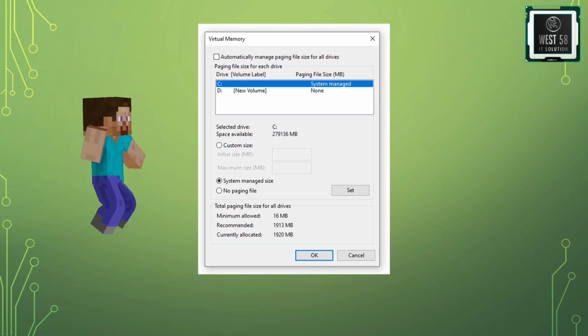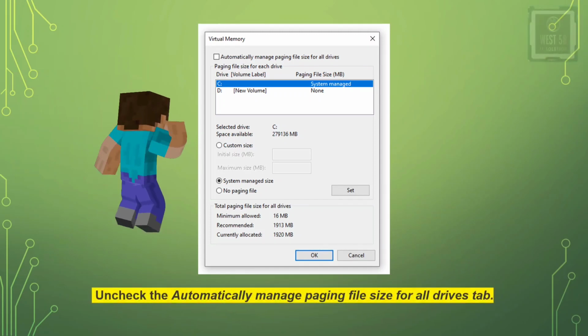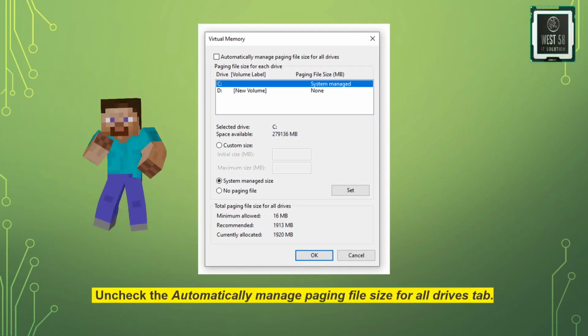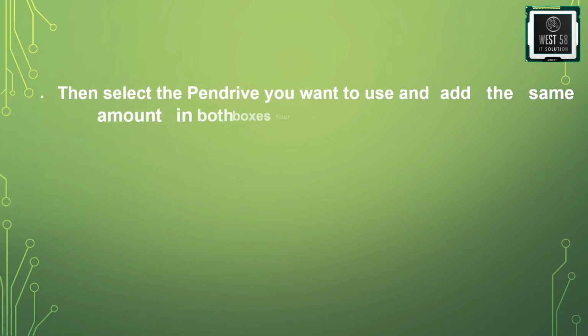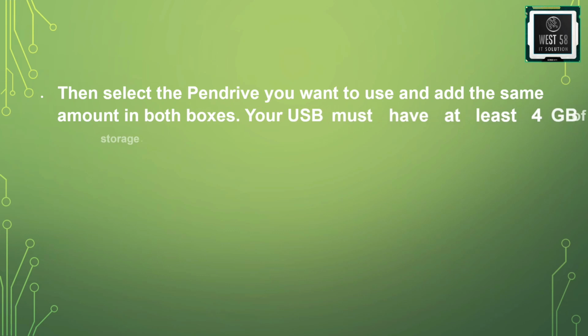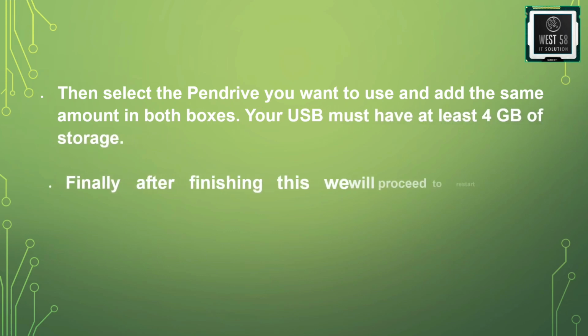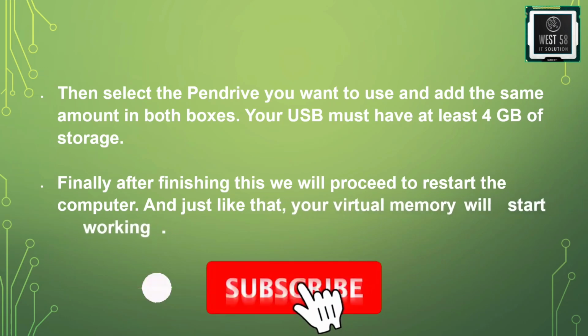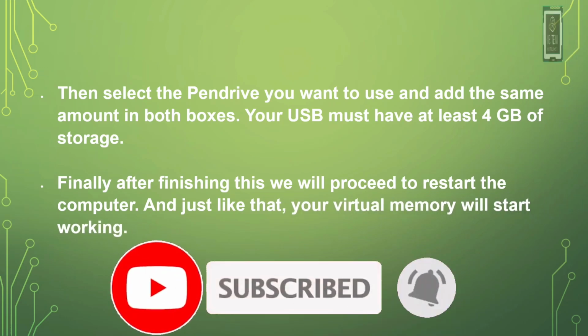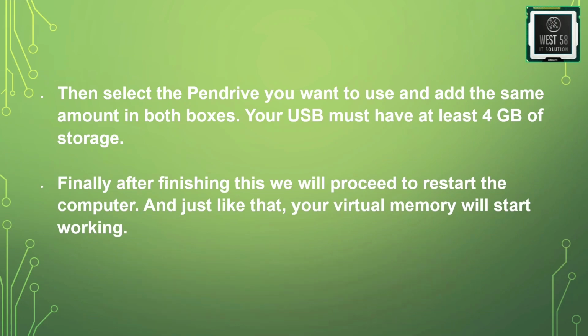Uncheck the Automatically Manage Paging File Size for all drives tab. Then select the pendrive you want to use and add the same amount in both boxes. Your USB must have at least 4 gigabytes of storage. Finally, after finishing this, we will proceed to restart the computer. And just like that, your virtual memory will start working.